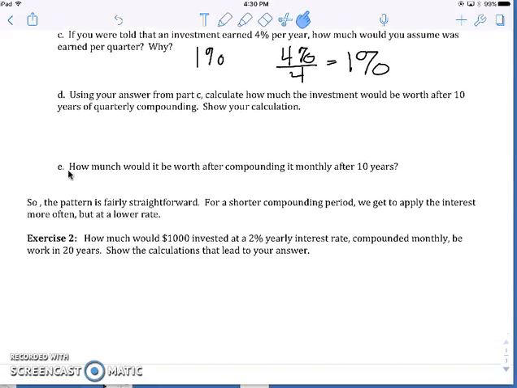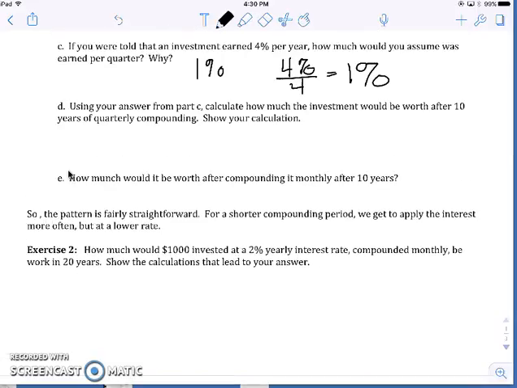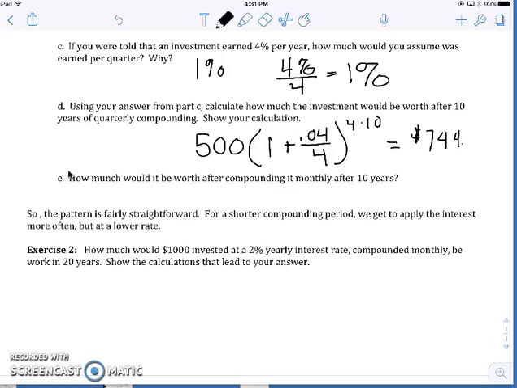So using your answer from part C, let's calculate this. Once again, we start with 500, 1 plus 4% divided by 4, and it's checked quarterly. So it's not just checked 10 times anymore. It's checked 4 times for 10 years. Type it in exactly as it is with the parentheses, and make sure you use your fraction key for 0.04 divided by 4, to the power of 4 times 10, and we end up with $744.43.